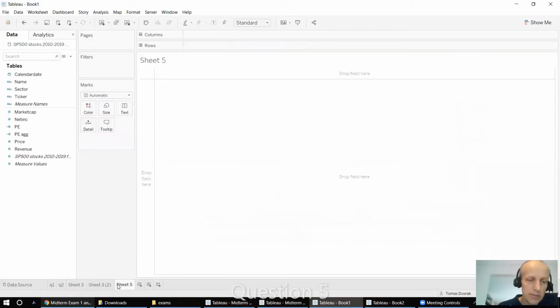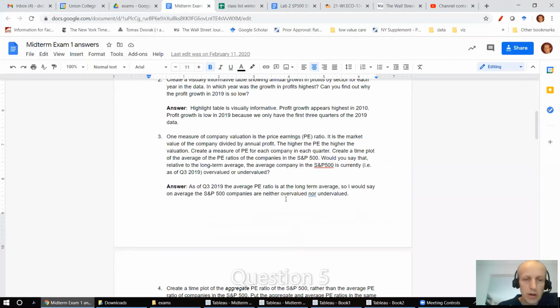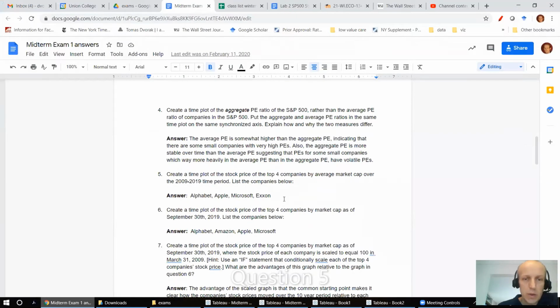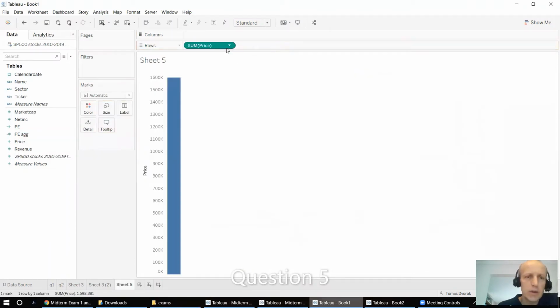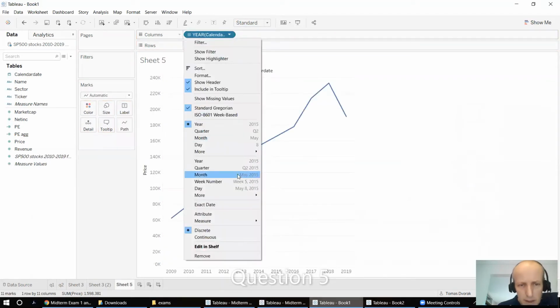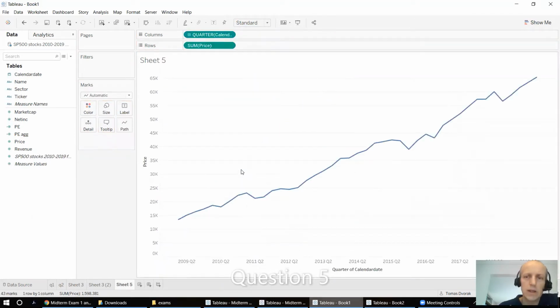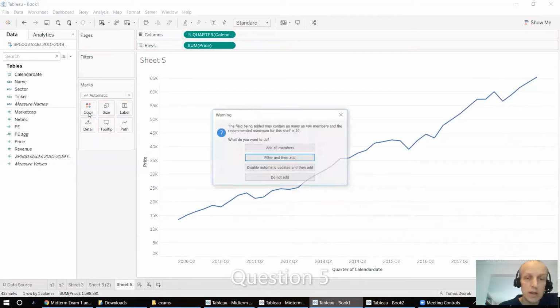Let's go to the next question. We're supposed to time plot stock price of the top 4 companies by average market cap over 2019. So let's do that. Let's take price and put it on rows. Take date, I'm making it continuous and quarterly. And let's put name on color.